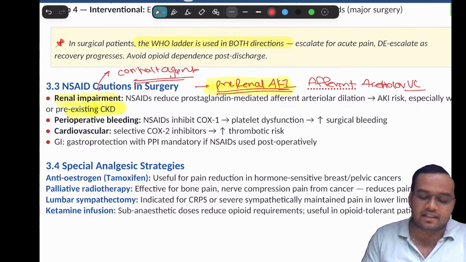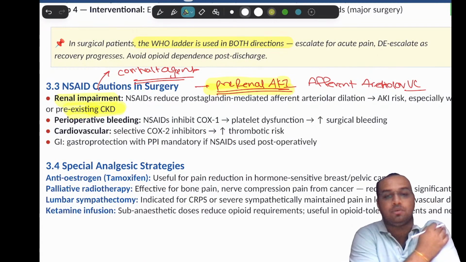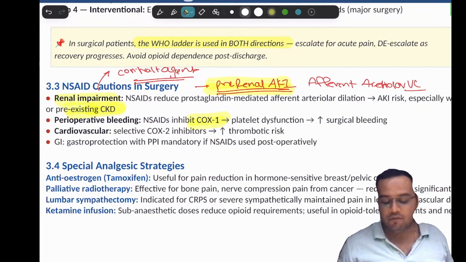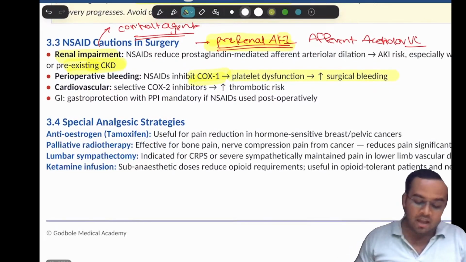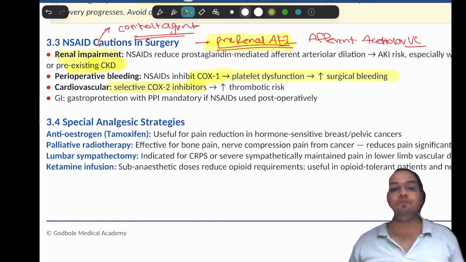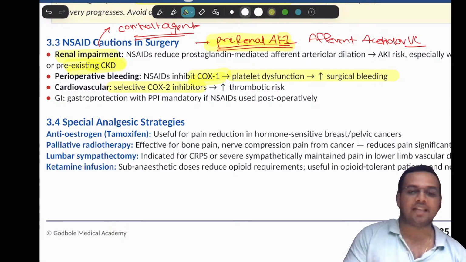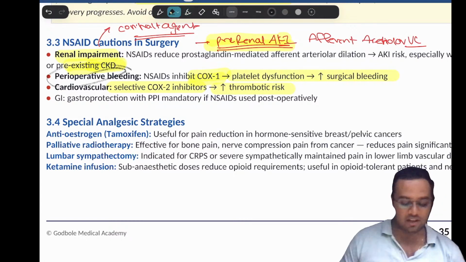So whenever NSAIDs are going to be given, as you know, aspirin also is one of the NSAIDs, which is used as a blood thinner. These NSAIDs are going to inhibit the COX-1 enzyme, which can cause platelet dysfunction and can increase surgical bleeding. In cardiovascular patients, selective COX-2 inhibitors are used. That is the reason why we are going to use selective COX-2 cyclooxygenase 2 pathway inhibitors, as there is increased thrombotic risk when you use these drugs.